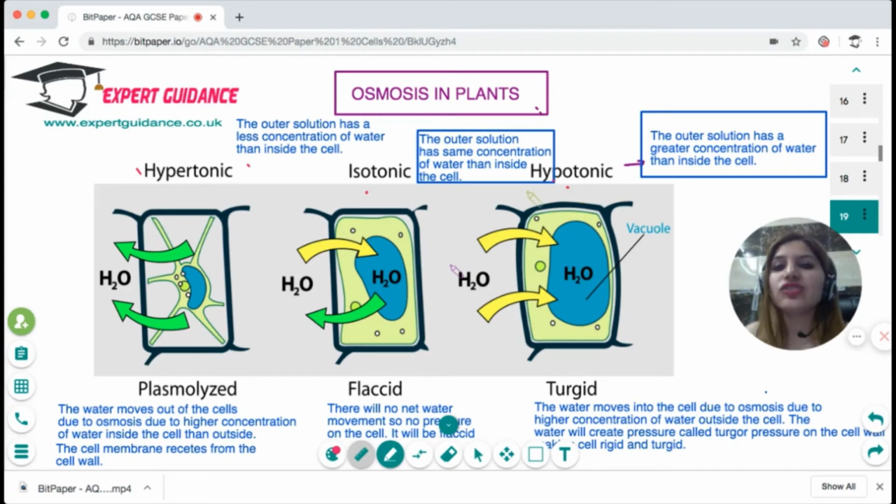And isotonic is a solution which has the same concentration of water in and out. So if we place a plant cell in a hypertonic solution, what happens? The outer solution has less water. So the water from the cell will move out of the plant cell by osmosis. So the plant cell will shrink and it will recede or move away from the cell wall. And this is known as plasmolysis.